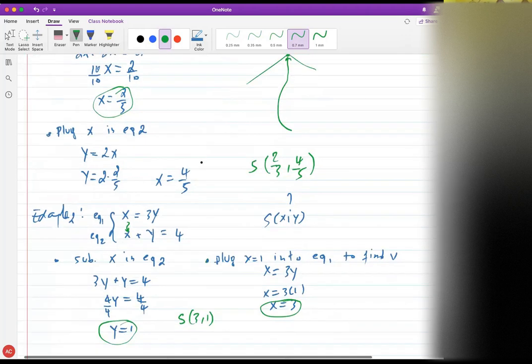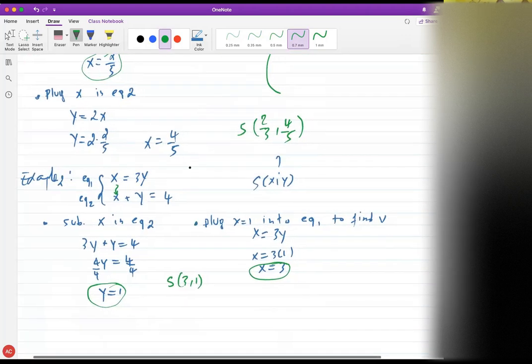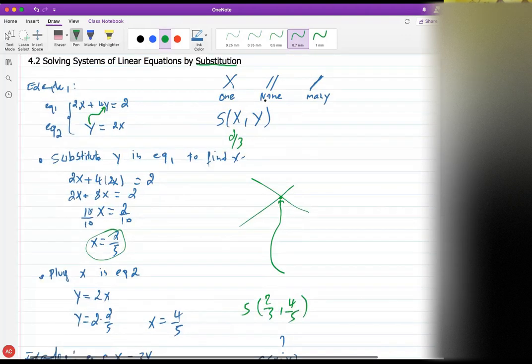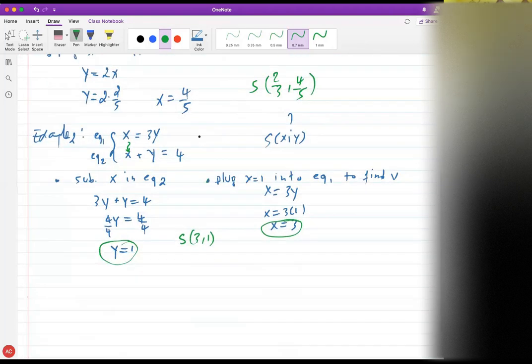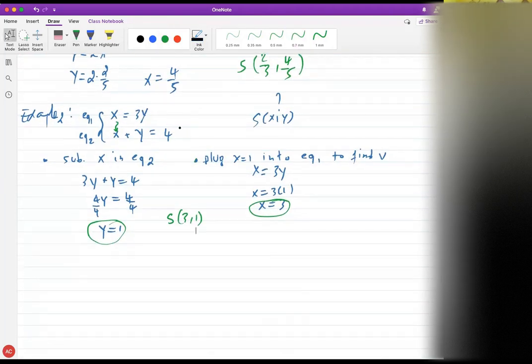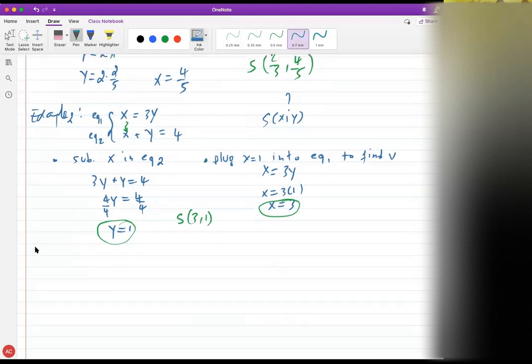Okay, so far we solved 2 systems. Both had 1 solution. Let's see if we can do maybe one of these other cases. Any questions, everybody, before we do another example? Any questions? Okay. All right. Let's do another example, example 3.